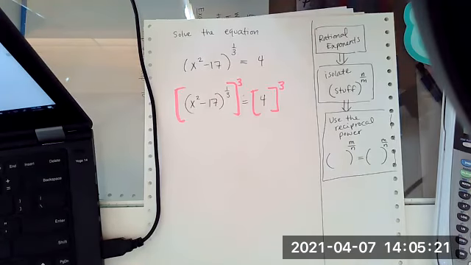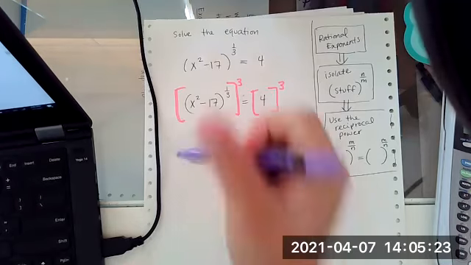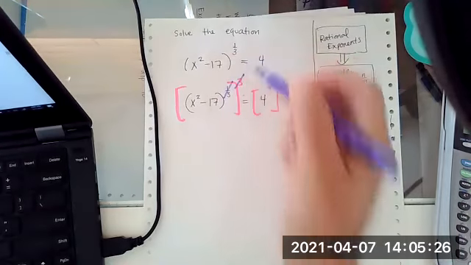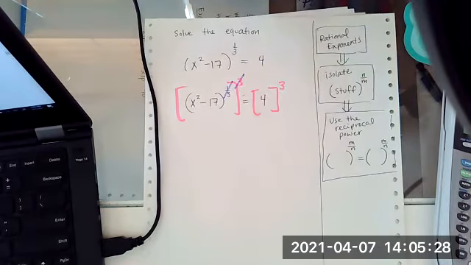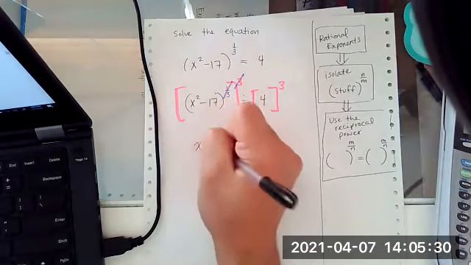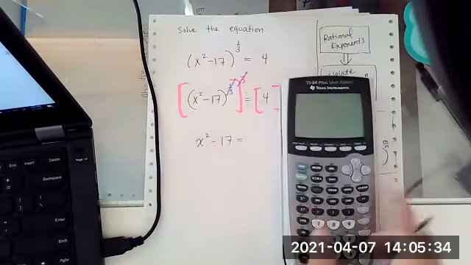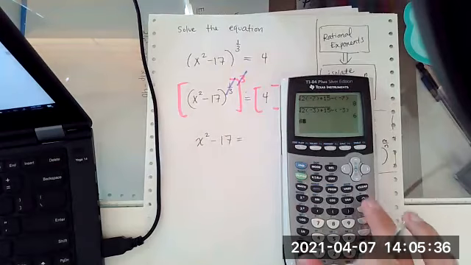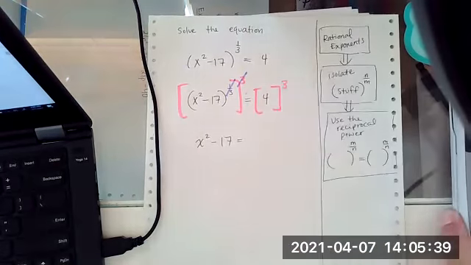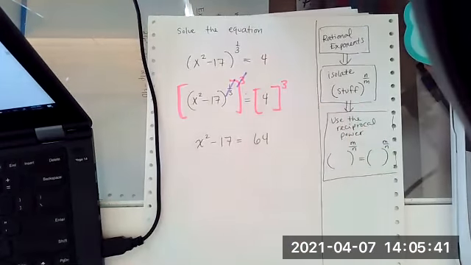And that is just because a power raised to a power, you multiply those powers, but since these are reciprocals, they'll cancel out, leaving you with x squared minus 17 is equal to 4 to the 3rd power, which you can simplify in the calculator. 64. Does anybody have any questions up to that point?